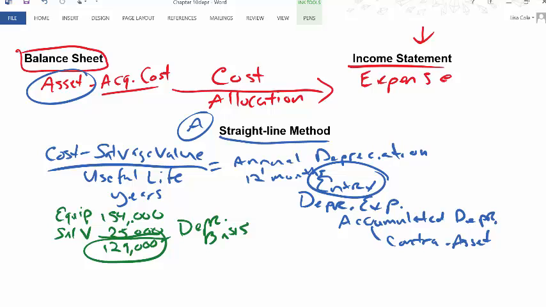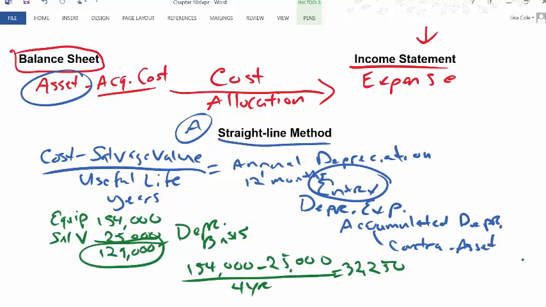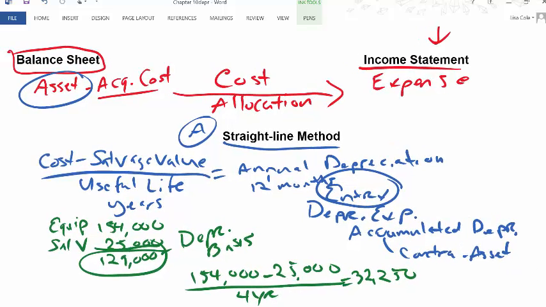Okay, so if I take this and put it into our formula, remember we're going to take 154,000 minus the 25,000 salvage value, and then we're going to divide it by, and we're going to say this is a 4-year asset, we're going to divide it by 4 years, and that gives us 32,250 per year.